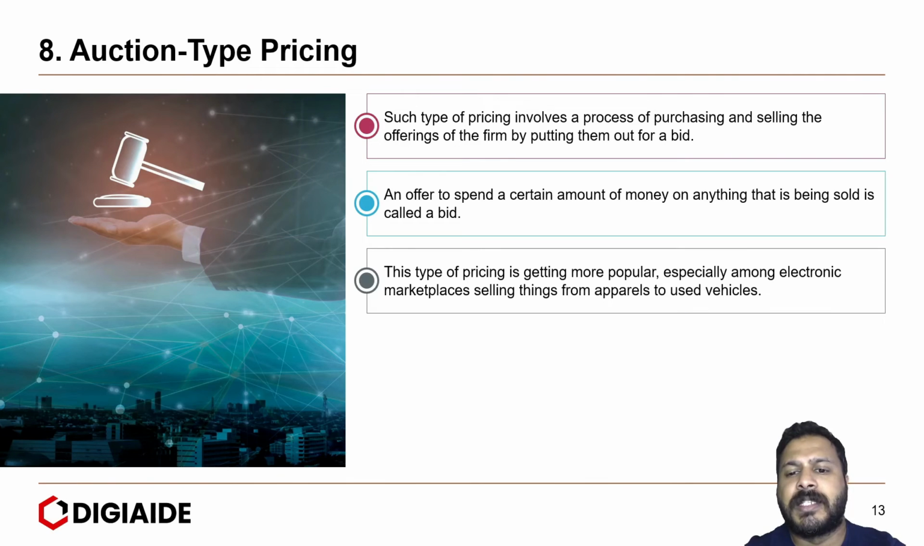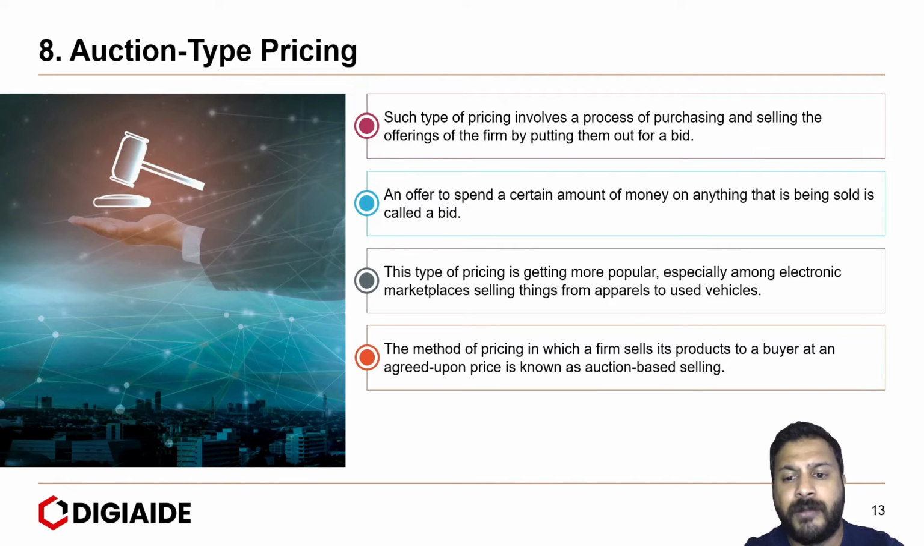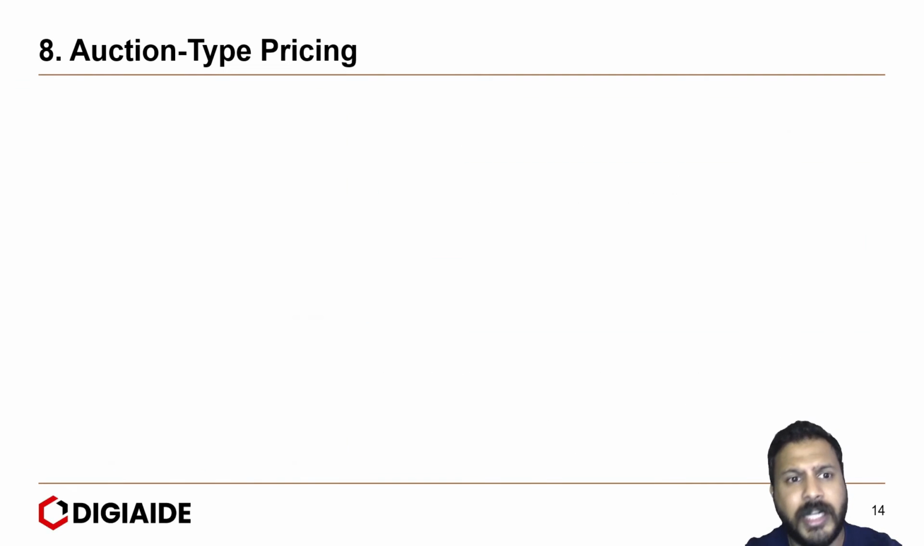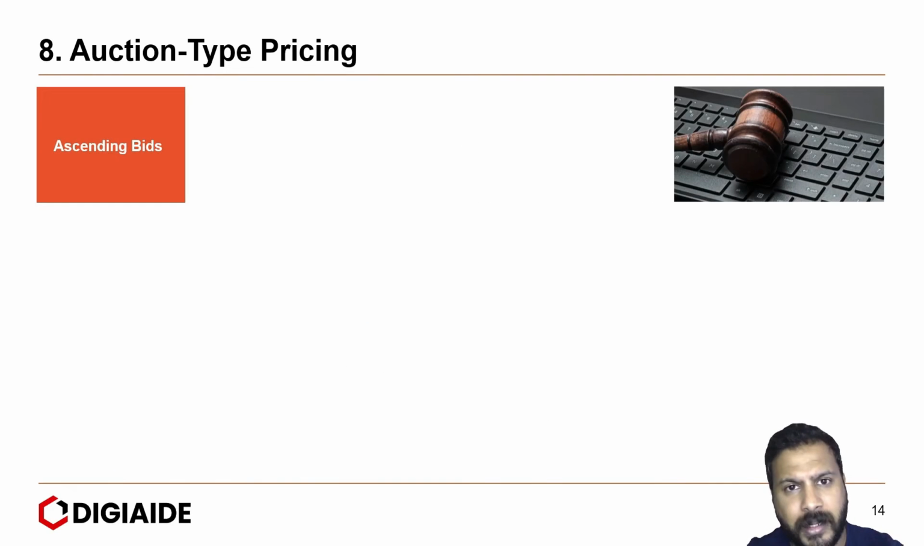This type of pricing is more popular, especially among electronic marketplaces selling things from apparel to used vehicles. The method of pricing in which a firm sells its products to a buyer at an agreed price is known as auction-based selling. The 3 most common types of auctions are ascending bids, descending bids, and sealed bids. Let's look at each one of them briefly, starting with ascending bids.